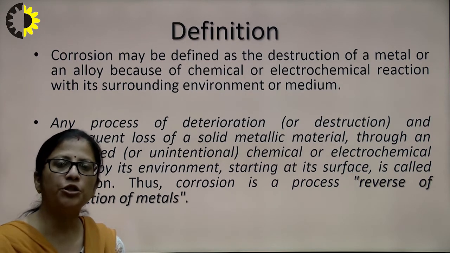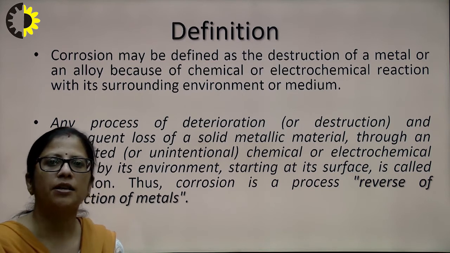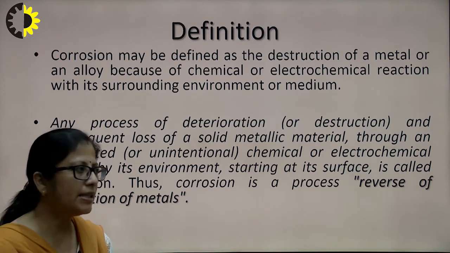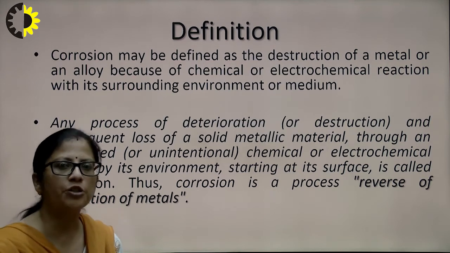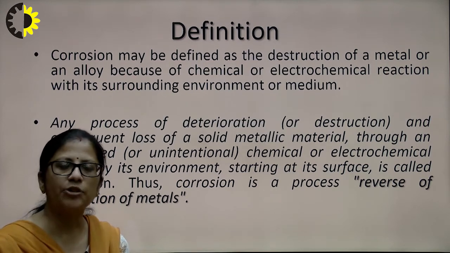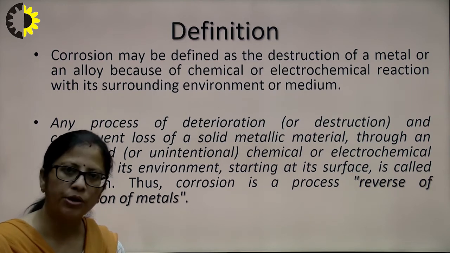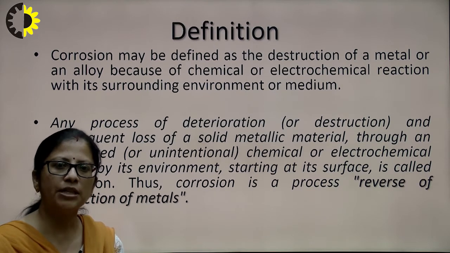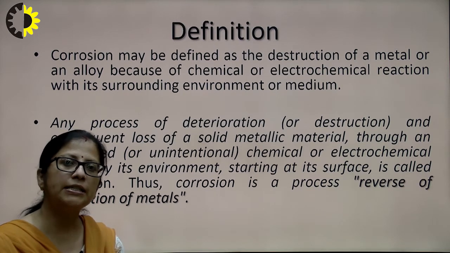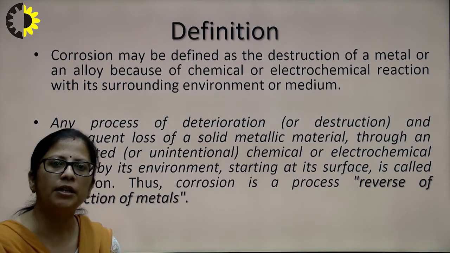So, the deterioration of the metallic surface is generally termed corrosion, and this corrosion process is the reverse of extraction of metals. Extraction of metals is when the metal is extracted from its ore and converted to its purified form. So, this corrosion process is the reverse, a pure metal getting converted back into a combined form.